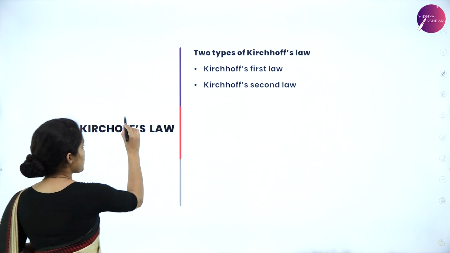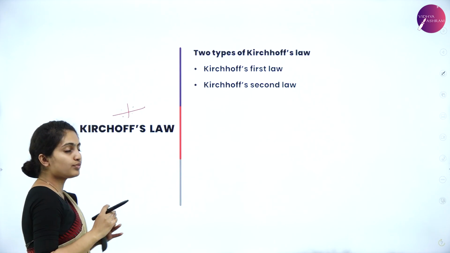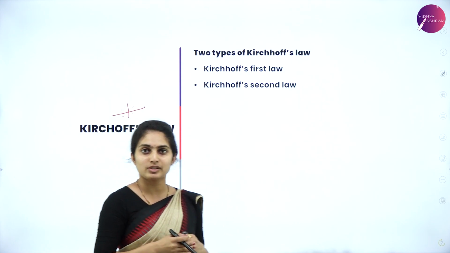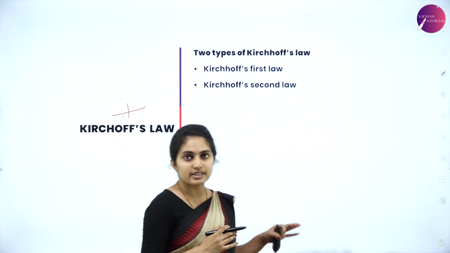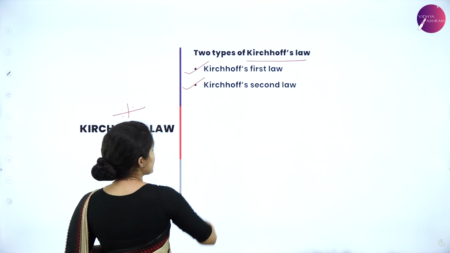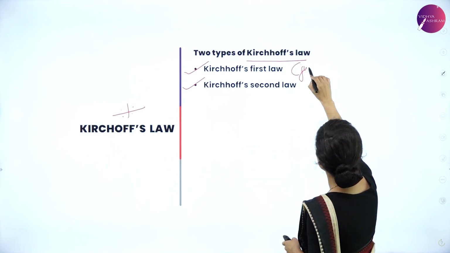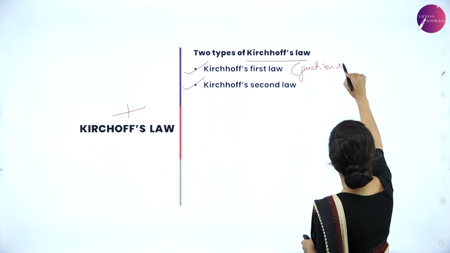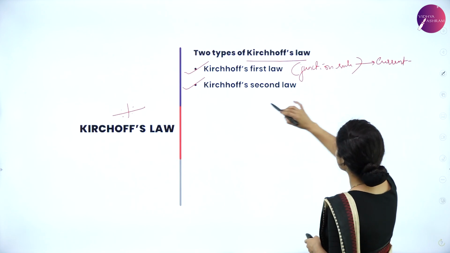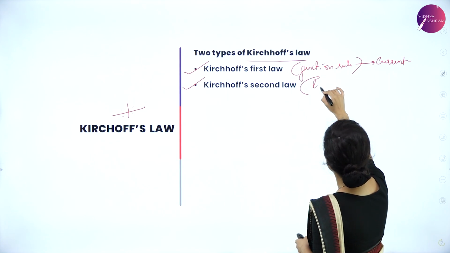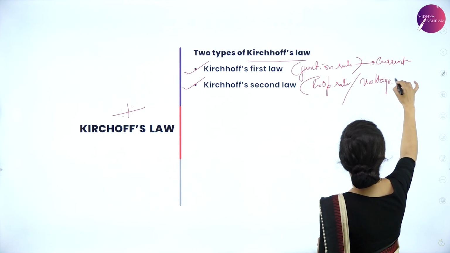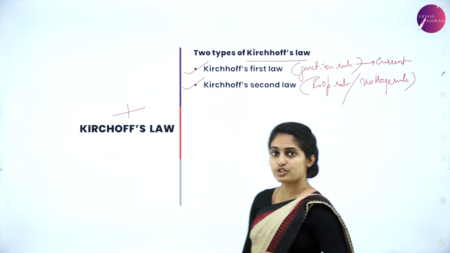And next we are going to Kirchhoff's law. These are among the most important laws for upcoming concepts like Wheatstone's network, which you use in meter bridge concepts and in your practical exams. Two types of Kirchhoff's laws are there. One is Kirchhoff's first law, the junction rule, also called the current rule. The second law is Kirchhoff's loop rule, also called the voltage rule. So that's all about Kirchhoff's two types of rules.